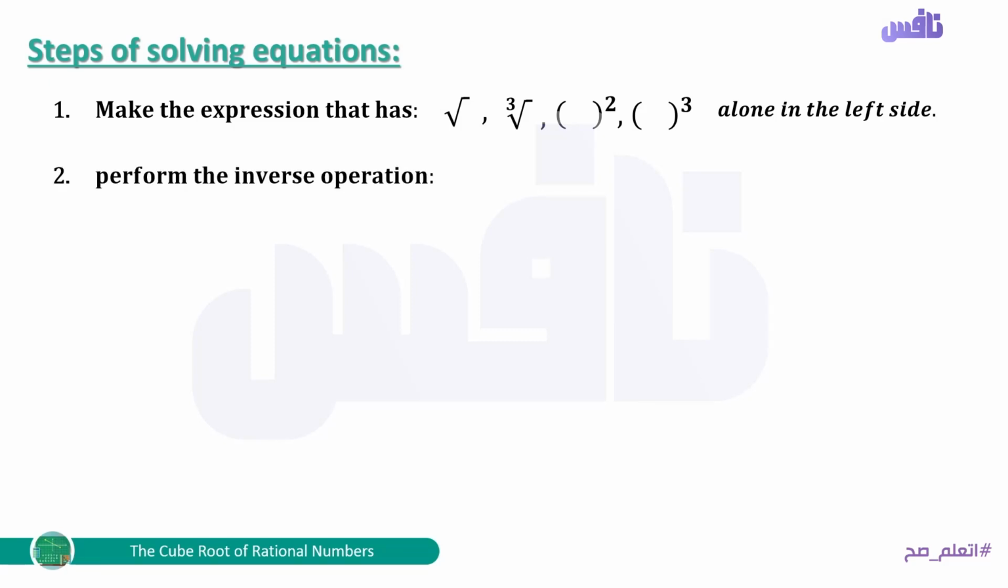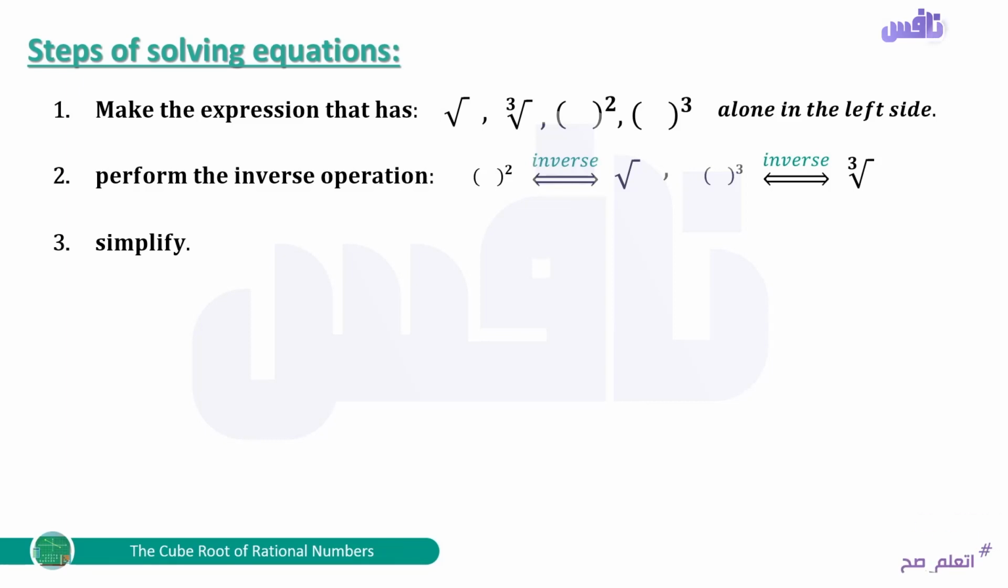Number 2, perform the inverse operation. طب إيه هي الانفرس operations؟ باور 2 الانفرس بتاعه square root، والعكس square root الانفرس بتاعه باور 2. باور 3 الانفرس بتاعه cubic root، والعكس cubic root الانفرس بتاعه باور 3. This is step number 2. Step number 3, simplify. And we are going to solve many problems or many equations related to these steps.